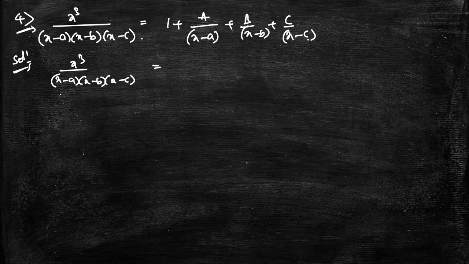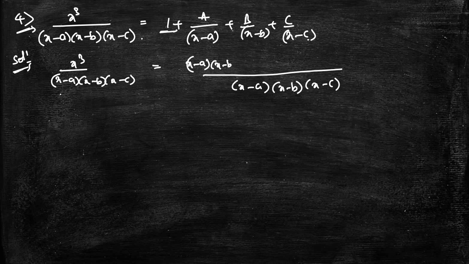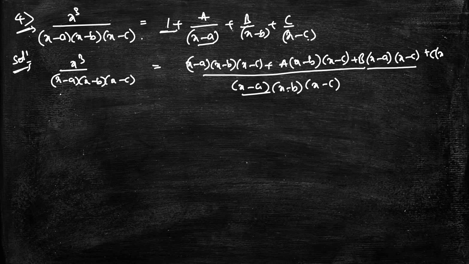So in this I will substitute the values, so the LCM will come as (x - a)(x - b)(x - c). If I do the cross multiplication, it will become (x - a)(x - b)(x - c), plus a into (x - a) goes, so (x - b)(x - c) will remain, and after that plus b into (x - a)(x - c) will remain, and plus c into (x - a)(x - b) will remain.